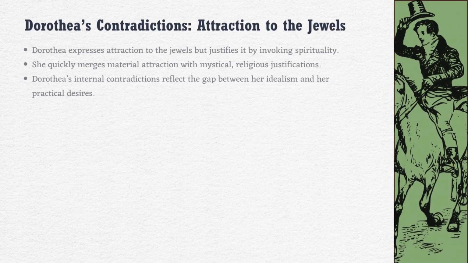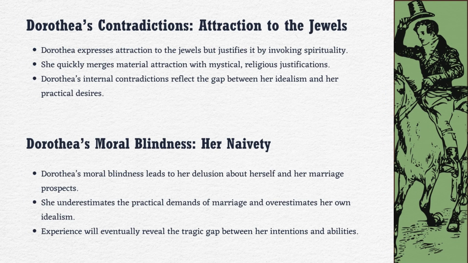One of the most striking moments in the text comes when Dorothea encounters her mother's jewels. She is immediately drawn to their beauty but feels uncomfortable with her attraction to material things. She quickly justifies her fascination by invoking spirituality, claiming that the gems are symbols of heaven. This moment is a vivid example of Dorothea's internal contradictions. She attempts to reconcile her idealized self-image as an intellectually and morally superior person with her material desires. In doing so, she self-deceives and deflects any admission of self-interest.